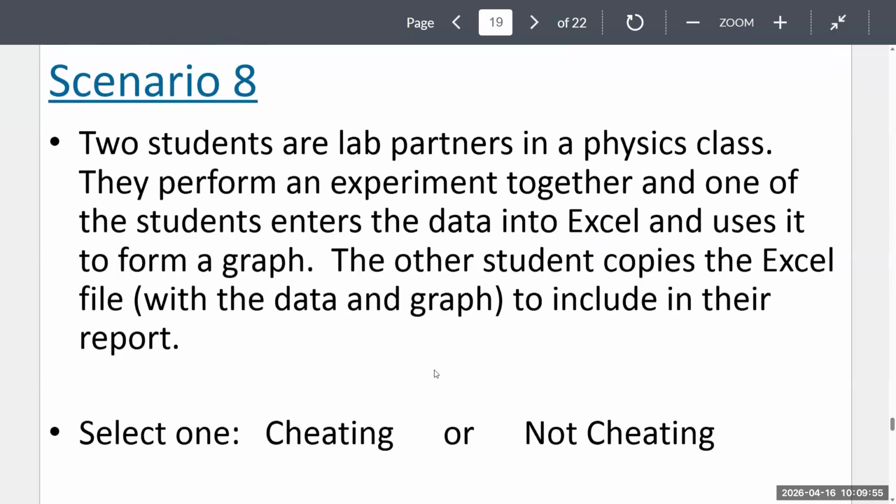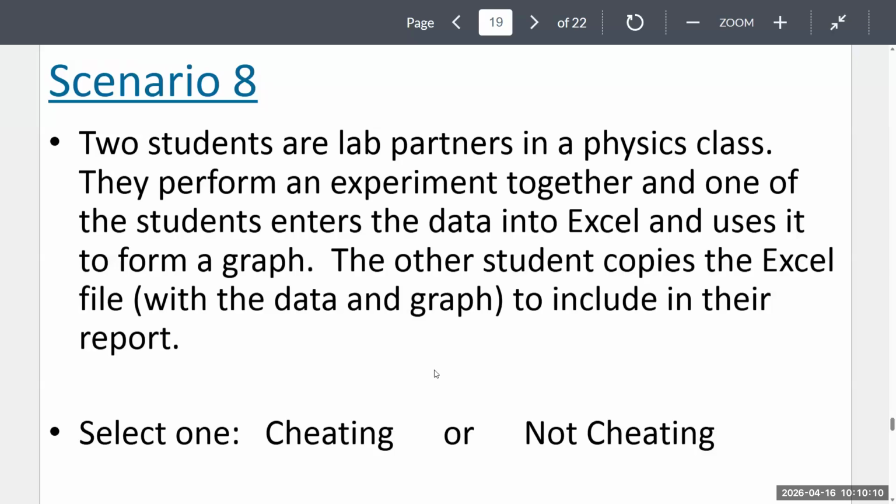Two students are lab partners in a physics class. They perform an experiment together, and one of the students enters the data into Excel and uses it to form a graph. The other student copies the Excel file with the data and graph to include in their report.